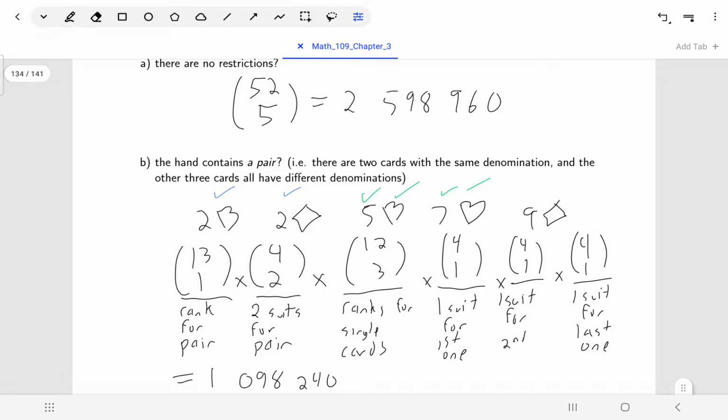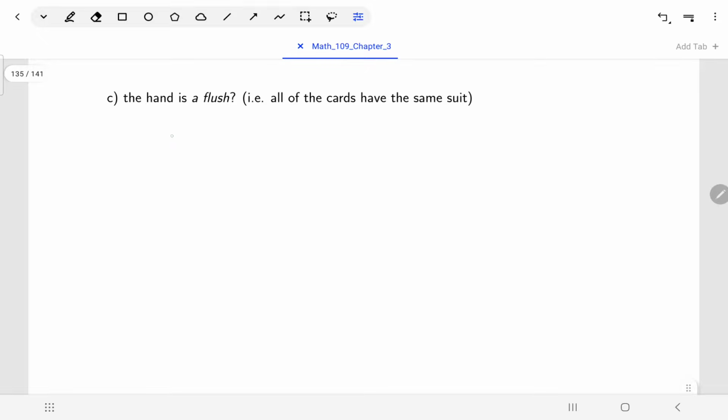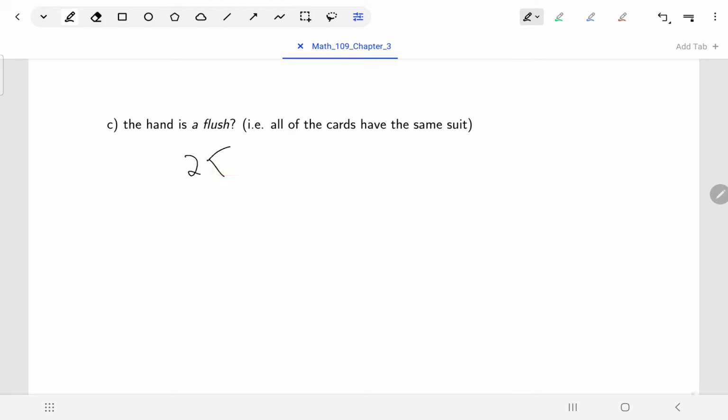Okay, next one up. The hand is a flush. So flush means that all the cards have the same suit. So it's all diamonds, or it's all clubs, or it's all hearts. So here would be a flush. This would be 2 of hearts and a 7 of hearts and an 8 of hearts and an ace of hearts and let's say a king of hearts. There we go. That is definitely a flush. They all have the same suit. They will all have different ranks, of course. You wouldn't be able to have 2 identical king of hearts because there's only one king of hearts in the deck. So if everybody was hearts, you could have as many as one of everybody.